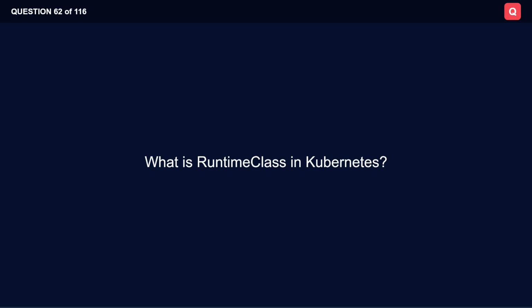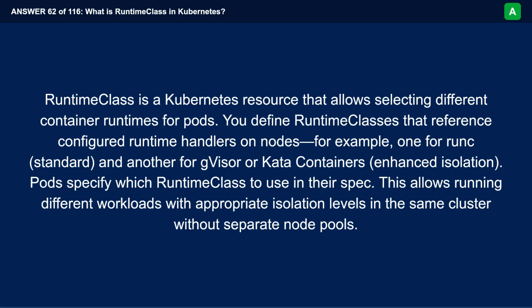What is runtime class in Kubernetes? Runtime class is a Kubernetes resource that allows selecting different container runtimes for pods. You define runtime classes that reference configured runtime handlers on nodes, for example, one for runc standard, and another for gVisor or Kata Containers, enhanced isolation.